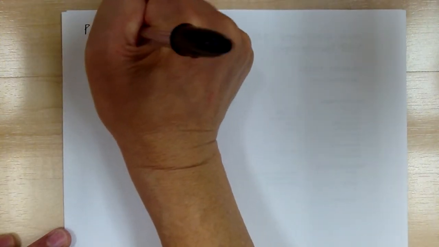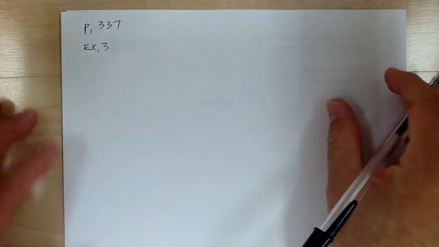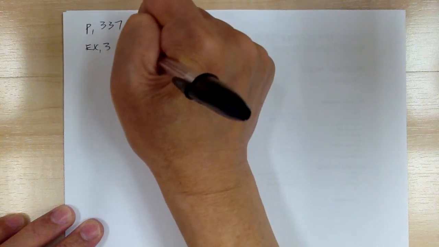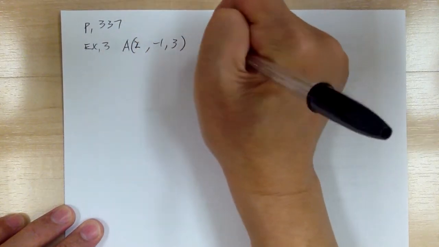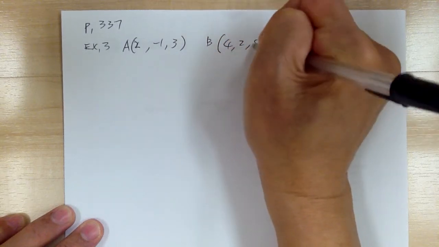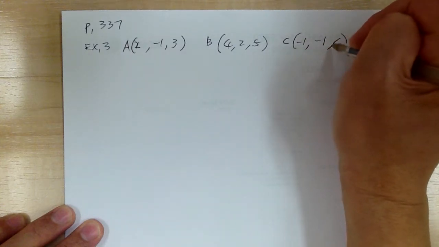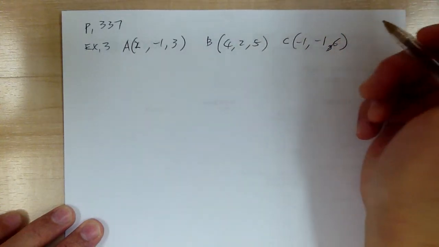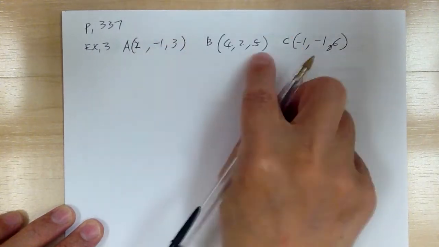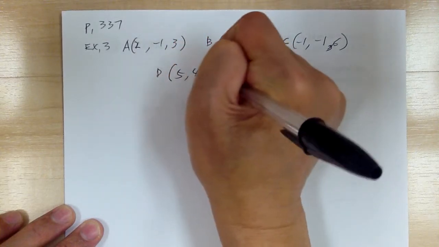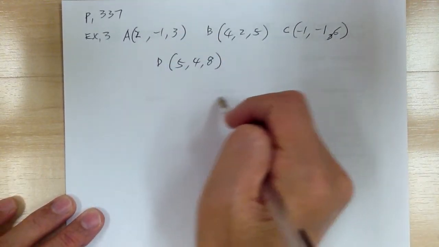Okay, let's go to example 3. Okay, so example 3, you got point A at 2, -1, 3, B at 4, 2, 5, and C at -1, -1, 6. And you have a point D out, so this is a plane, and you have the point D at 5, 4, and 8. So this is what you have.